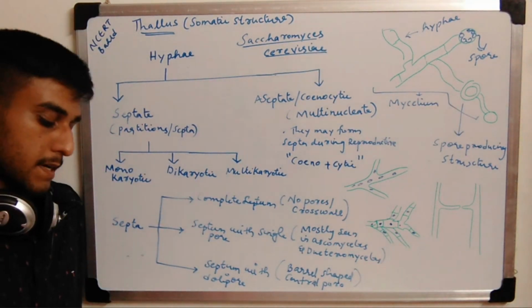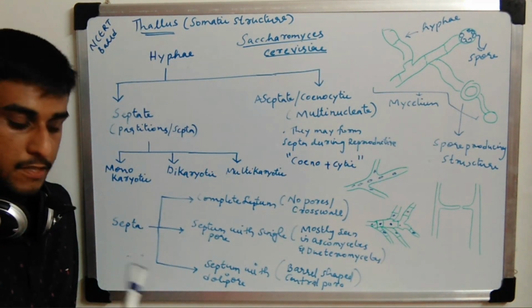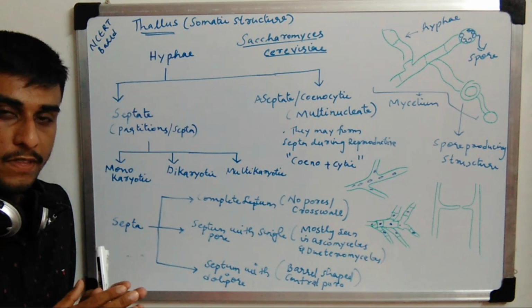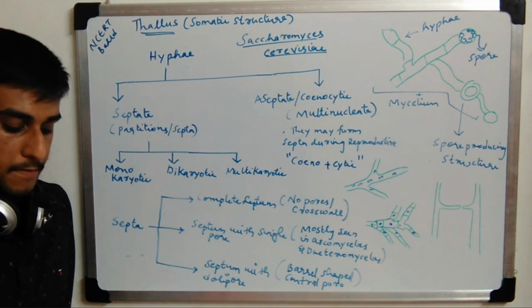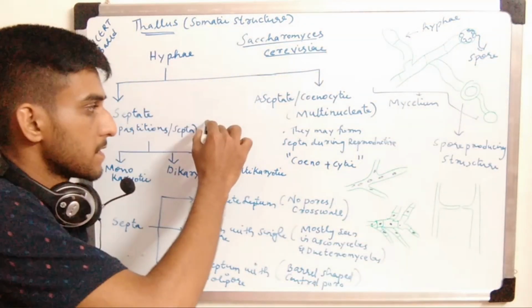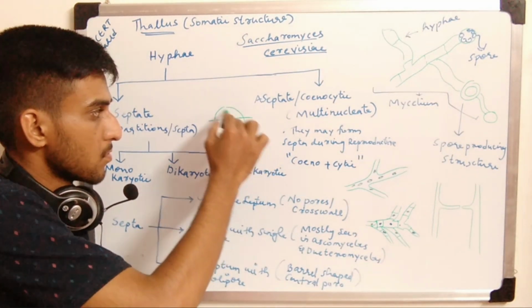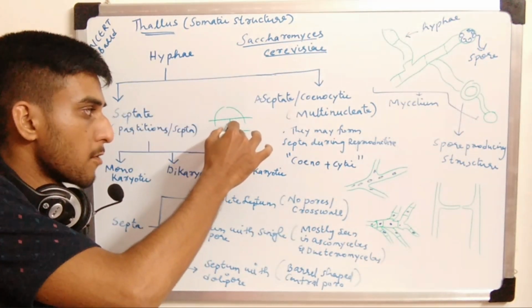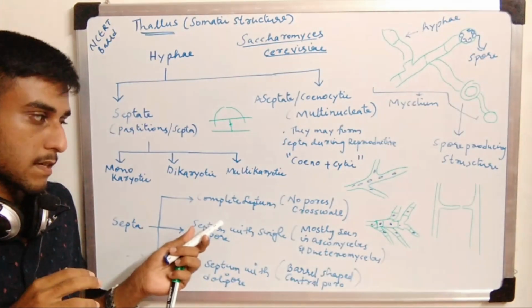Septa can also be classified. In septate hyphae there are three cases. The first condition is that a complete septa is formed without any pores in between. If this is a septa, and a septa divides a hyphae into two cells, in these two cells or partitions there will be no pore. There will be no pore in between these two partitions. Such partitions are known as complete septa.